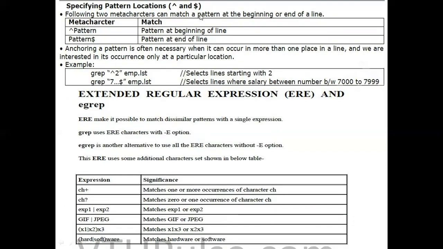The following two characters can match a pattern at the beginning or end of the line. Caret pattern will match at the beginning of the line. Pattern dollar will match at the end of the line. That means the matching will take place only at the beginning of the line.